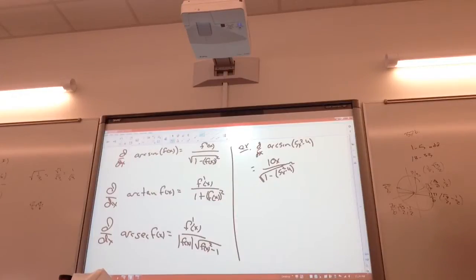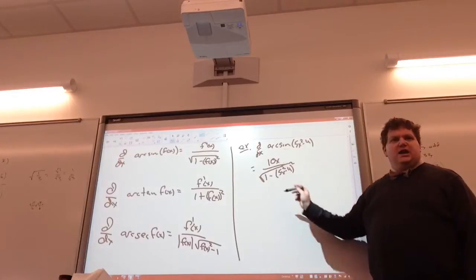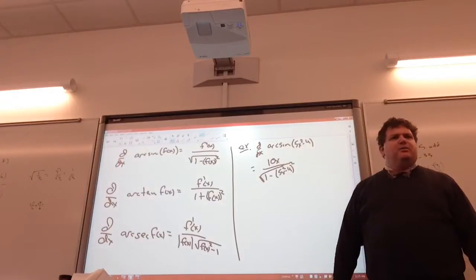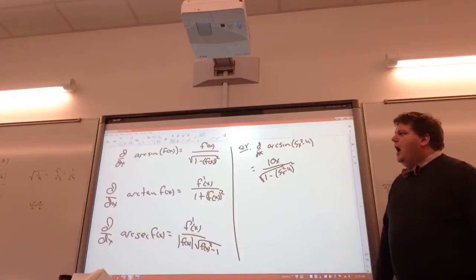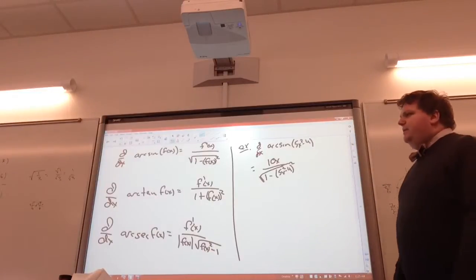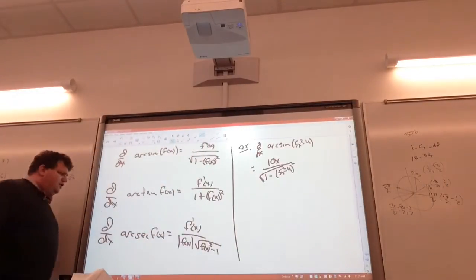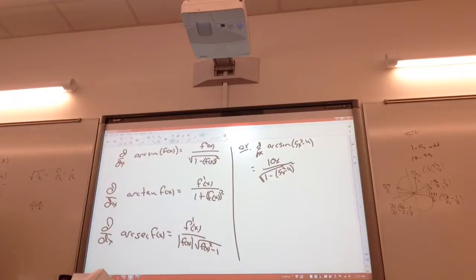Probably where these things will get tricky is you might be asked to evaluate them. The only reason it's tricky for the evaluation is simply because there's a lot going on here, and that could be a little problematic. The other reason it can be tricky is because the arc sine and the arc secant have very specific domain restrictions.